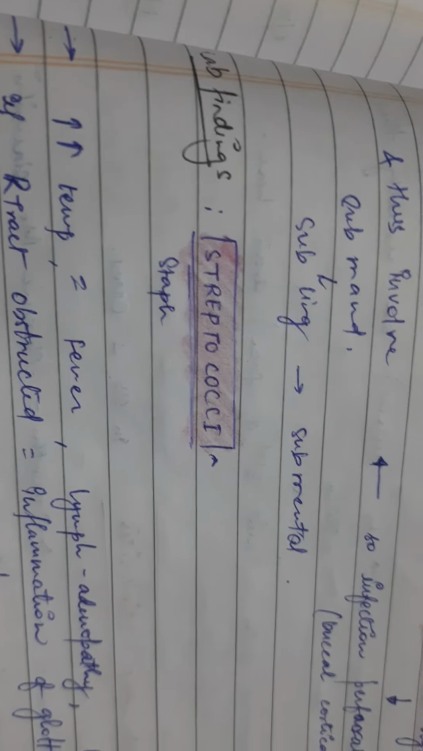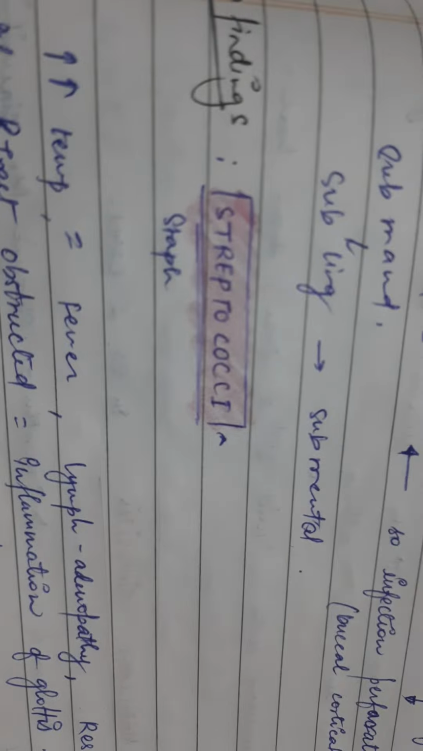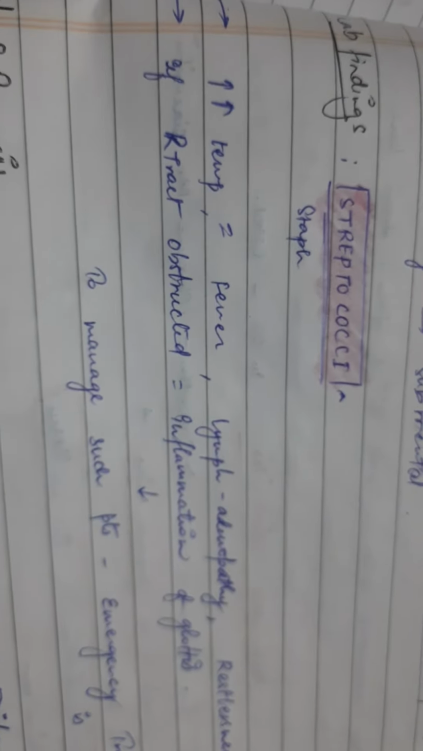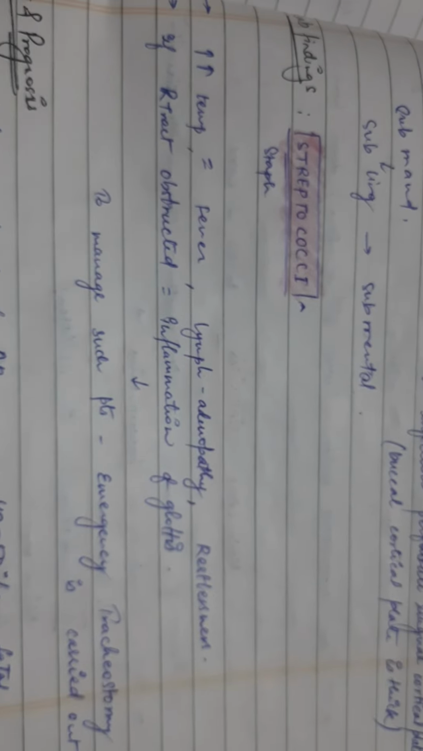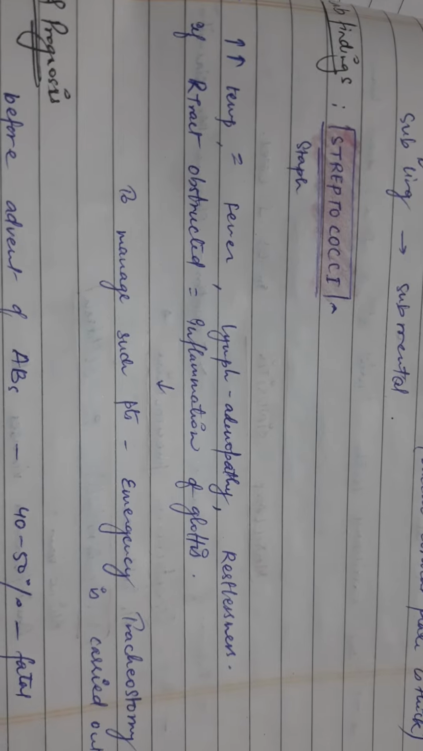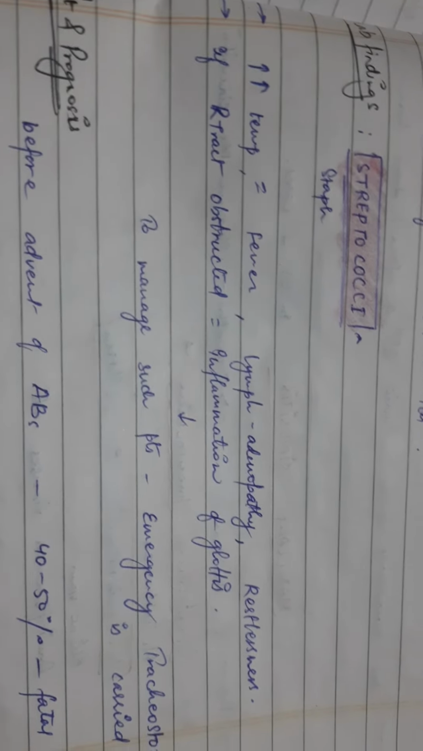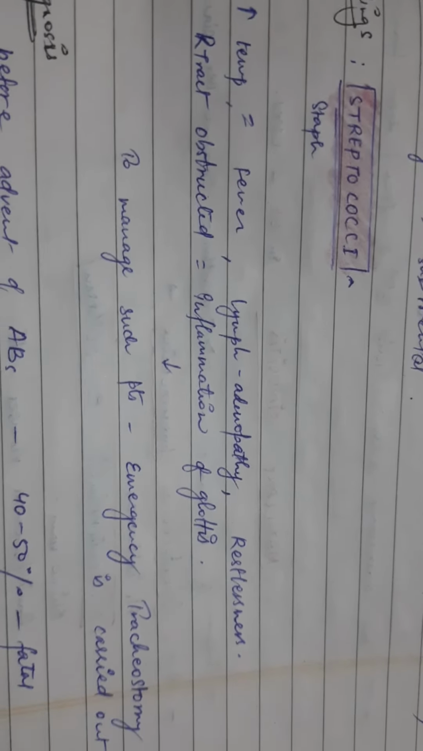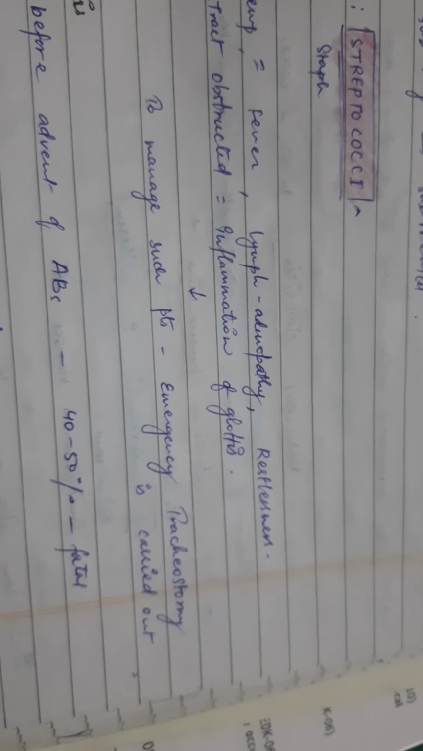Okay, lab findings are streptococci, also cellulitis, and then staphylococcus. Increased temperature, fever, lymphadenopathy, and restlessness are present. If the respiratory tract gets obstructed, inflammation of the glottis can occur. To manage such a patient, emergency tracheostomy is carried out.